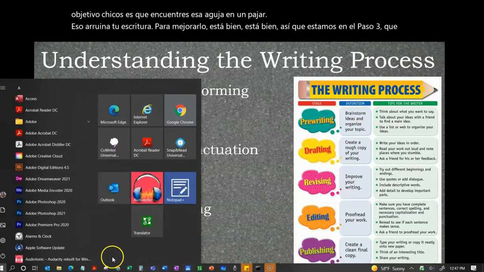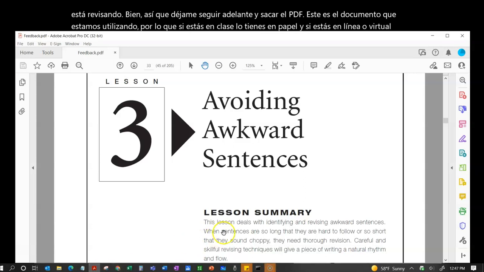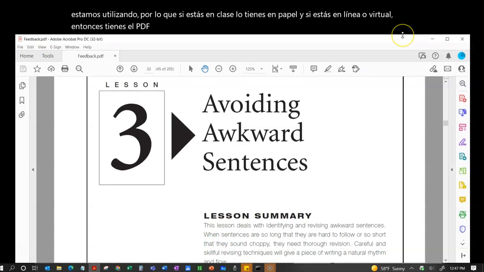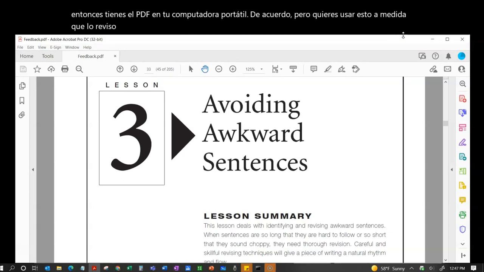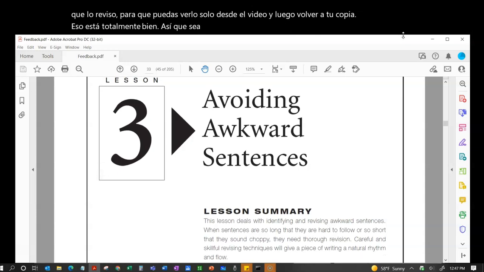So let me go ahead and pull up the PDF. This is the document that we are using, and so if you're in class, you have it on paper, and if you are online or virtual, then you have the PDF on your laptop, okay? But you want to use this as I go through it, so that, I mean, you can watch it from the video alone and then go back to your copy. That's totally fine. So whatever way is easiest for you, okay?